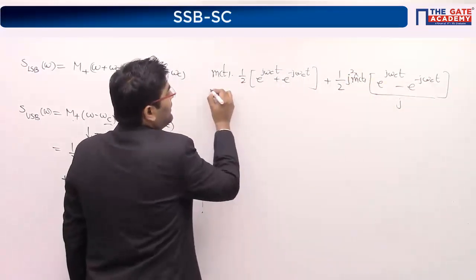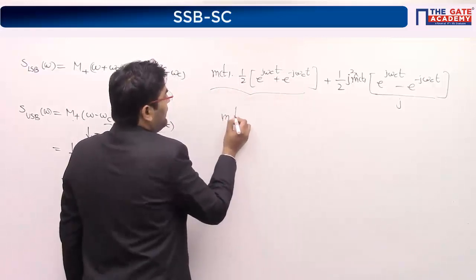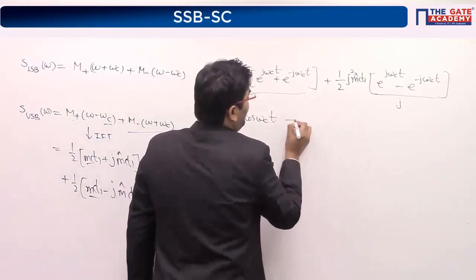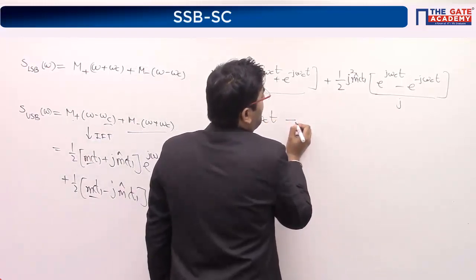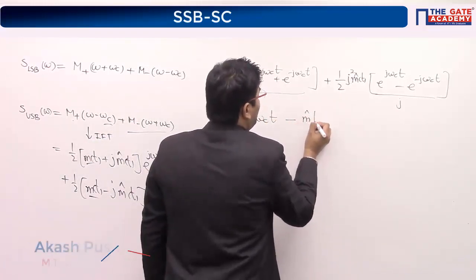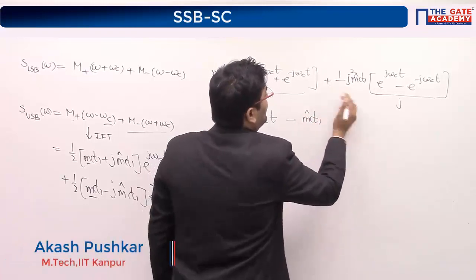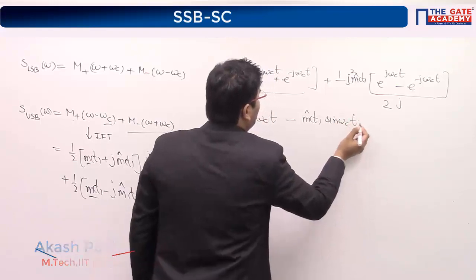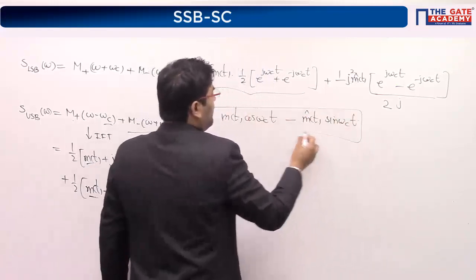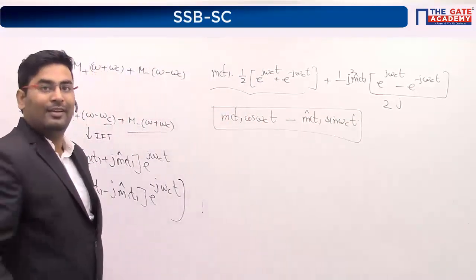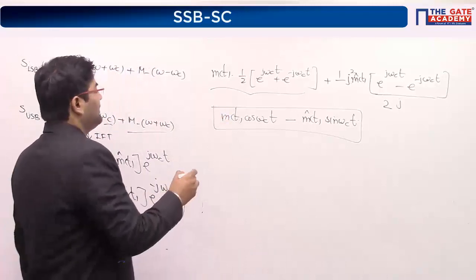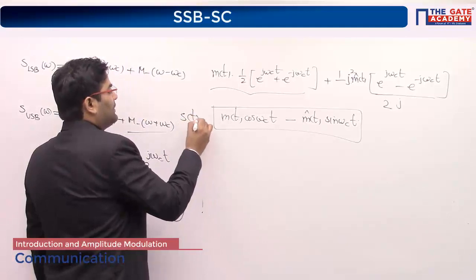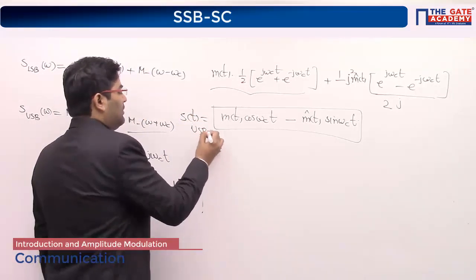So finally we'll get this, guys: m(t) cos omega c t minus m hat(t), and this 2 will come here and it will become sin omega c t. Bingo. Okay, guys. And this is what you get: the upper sideband. Clear?